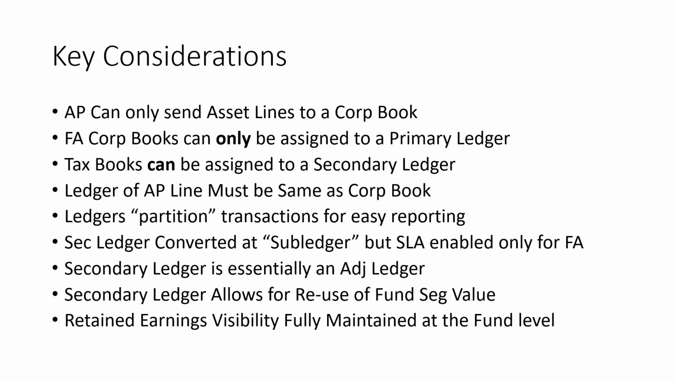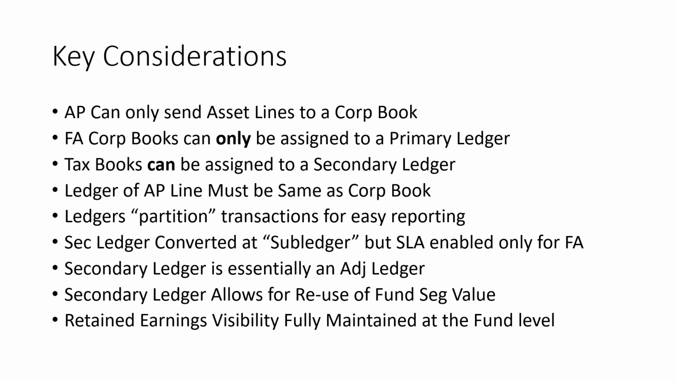Accounts payable can only send asset lines to our corporate book. Fixed assets corporate books can only be assigned to a primary ledger, which is key here. Tax books can be assigned to a secondary ledger or even a primary ledger. The ledger of the accounts payable line must be the same as the corporate book. Ledgers partition transactions for easy reporting, and that's what we're going to leverage in this story.